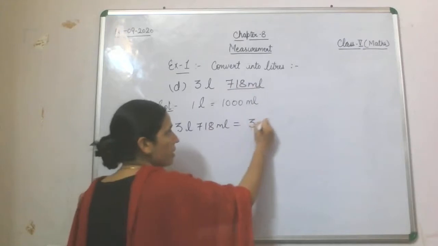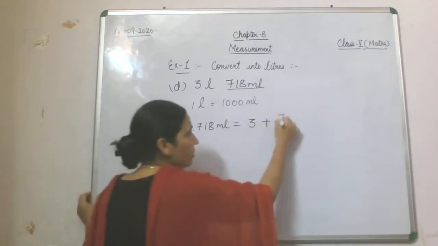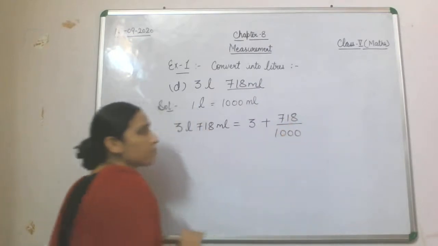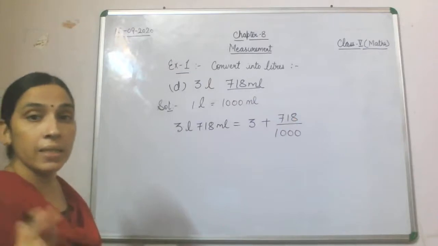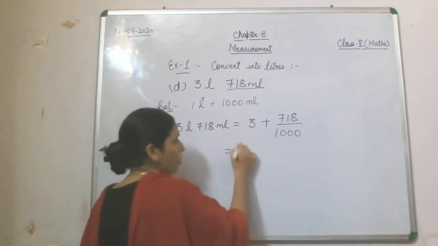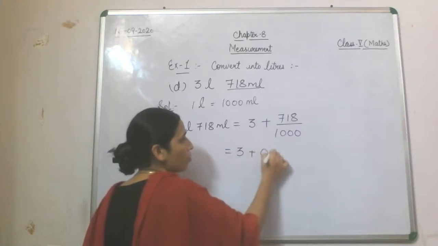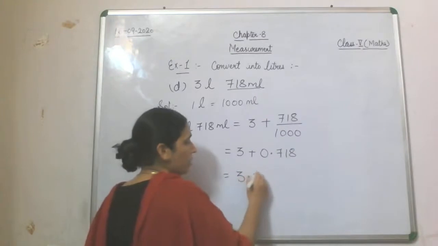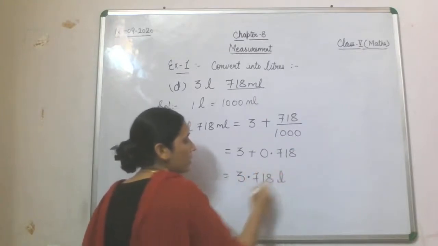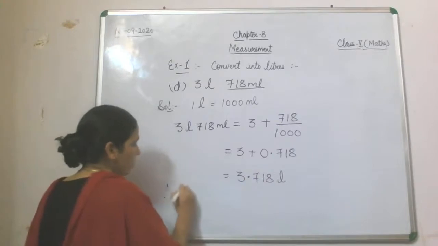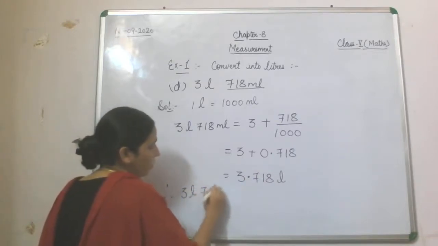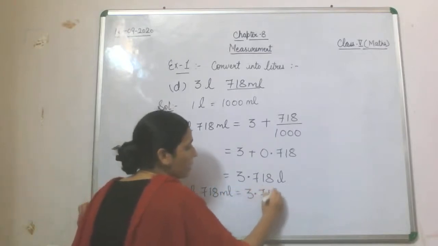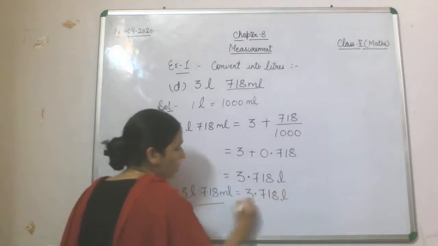So what we will do, we'll write like this: 3 plus 718, which is in ml, divided by 1000, because milliliter is supposed to be converted into liter. So now this is 0.718, do the addition, 3.718 liter. Therefore 3 liter 718 milliliter is equal to 3.718 liter.